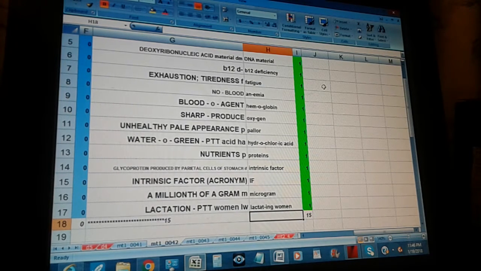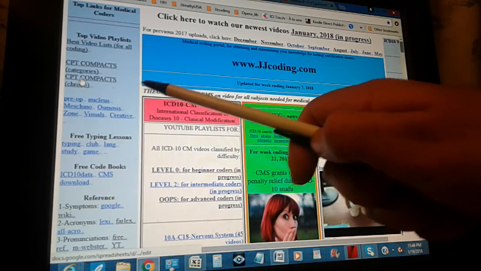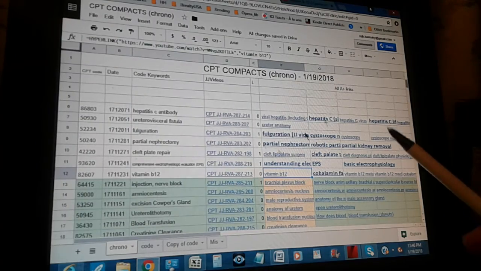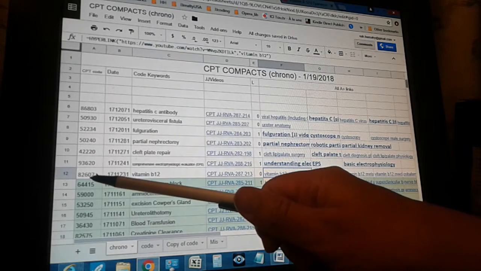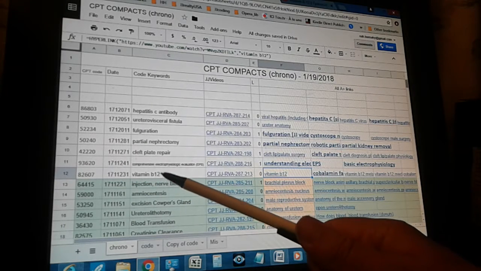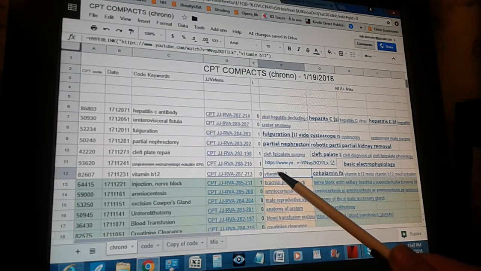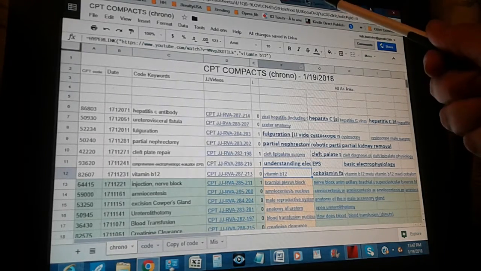So that is our word study for this code. And don't forget that you can find the video by going to our webpage and then to the column on the left and clicking on CPT compacts, and then you'll get this Google spreadsheet, and you can locate it by the CPT code. The first column is CPT code. So this is the code, right? This is vitamin B12, which are the key words. And the video is always the first one in our list. There are other videos, but the first one is the one we take the terminology from, because it is maybe the best one for this purpose.